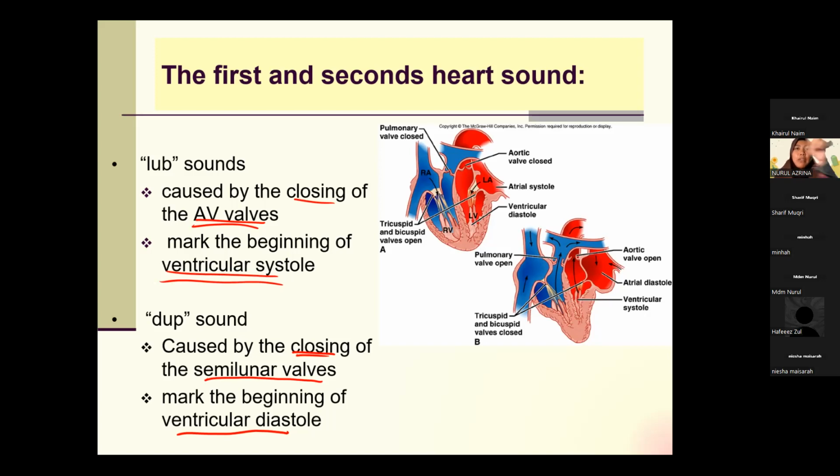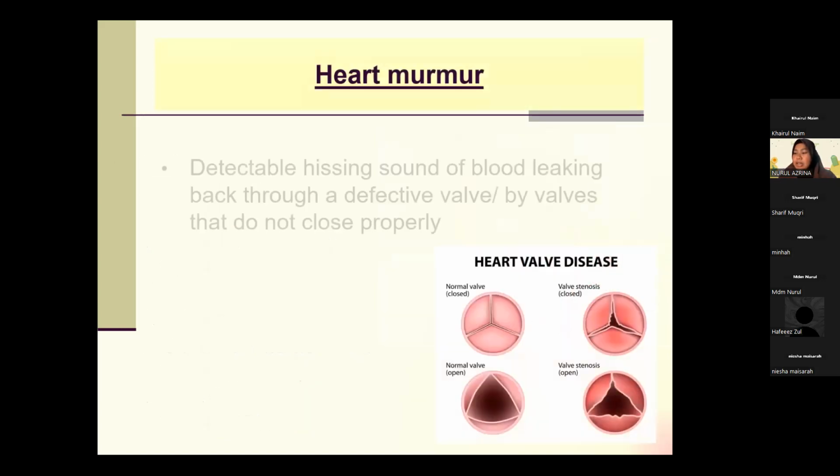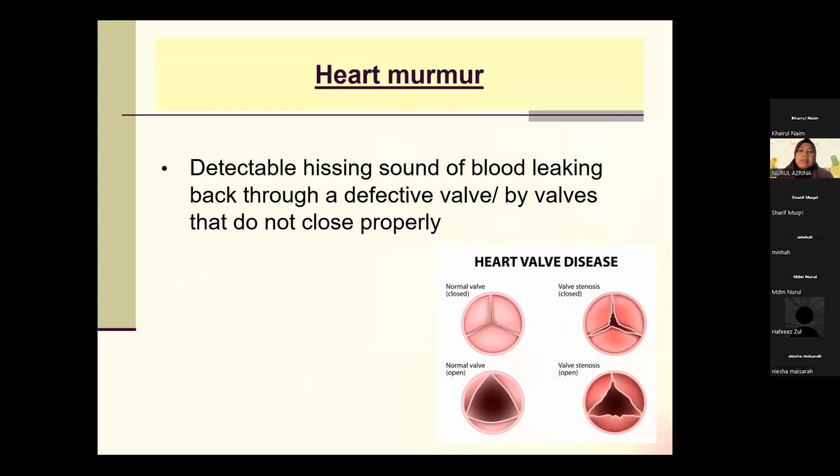Right. Ataupun dia bagi you one cycle, dia akan tanya which one is maybe stage B, tu apa berlaku, stage R tu apa berlaku, macam tu. Okay, right. Okay, next one. Heart murmur. So sebut dia murmur, not murmur. Itu lain, okay? Heart murmur.